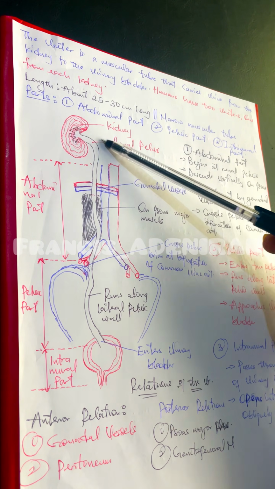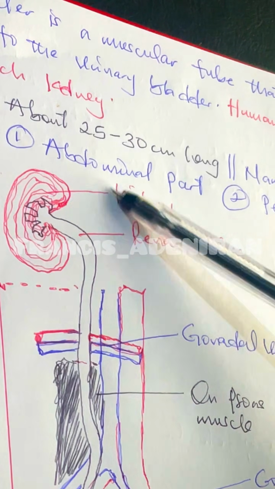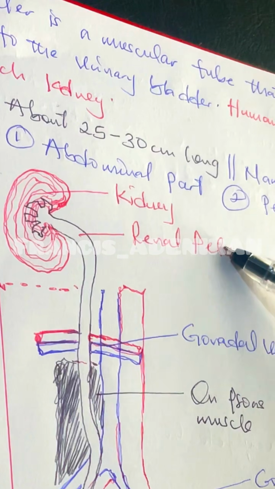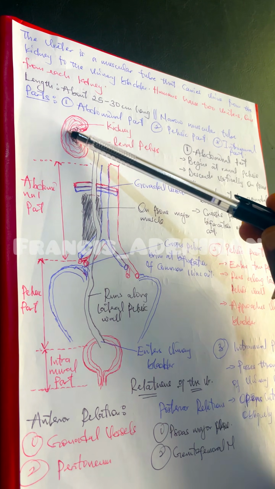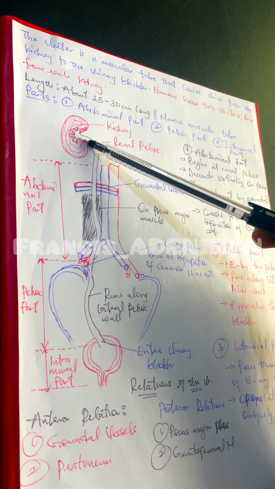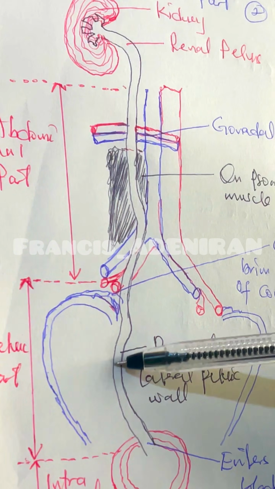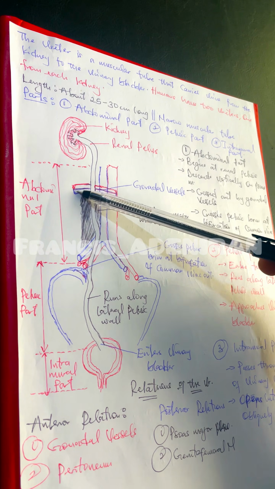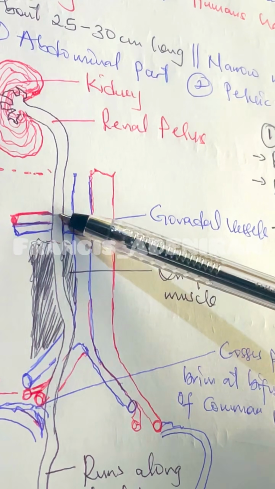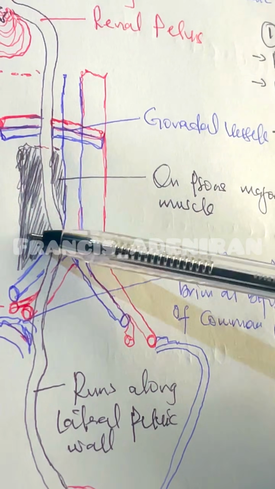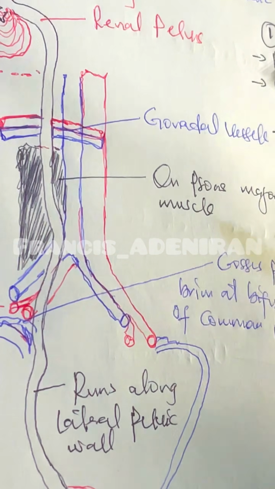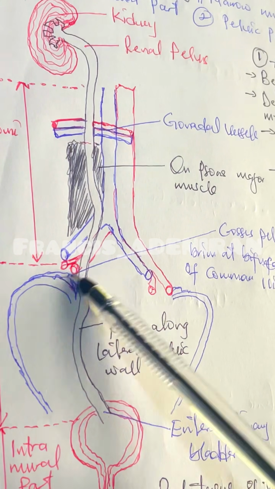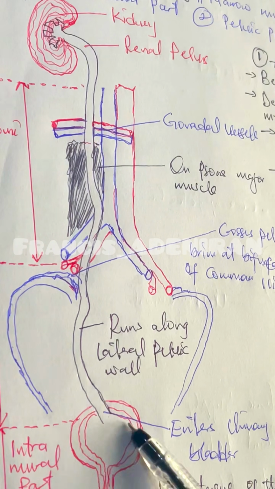But before then, let us consider this diagram and talk about the labelings. Here is the kidney, and here is the renal pelvis. The structure labeled black all through its course is the ureter. These red and blue structures are the gonadal vessels. This shaded black region is the psoas major muscle. Here we have the junction where the ureter crosses the pelvic brim. Then this is the bladder.